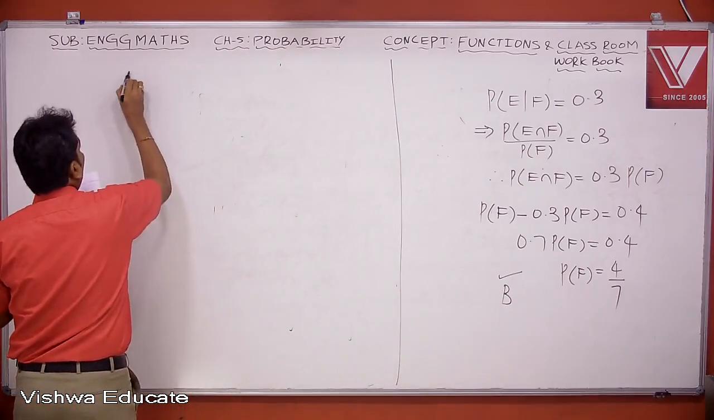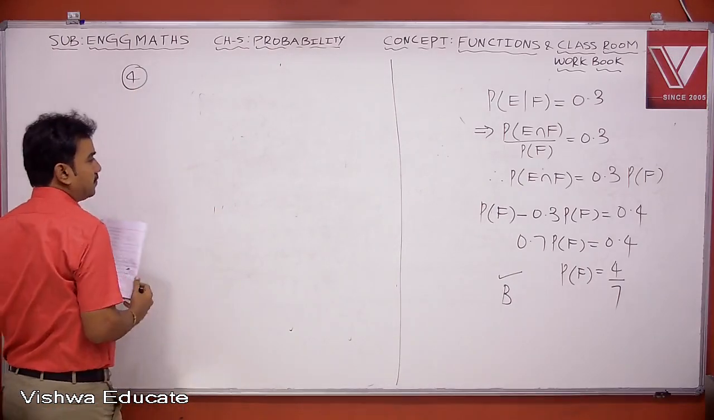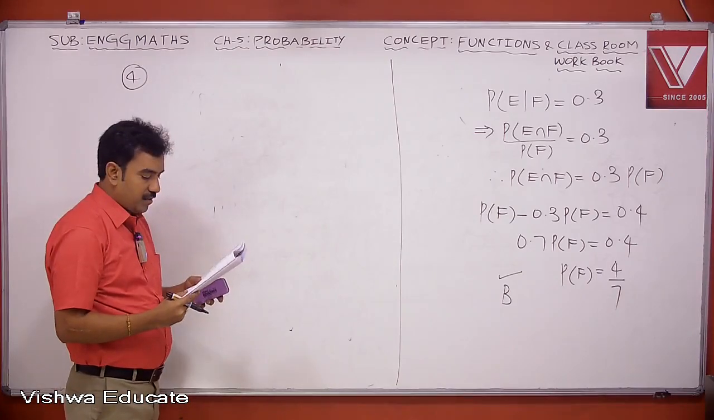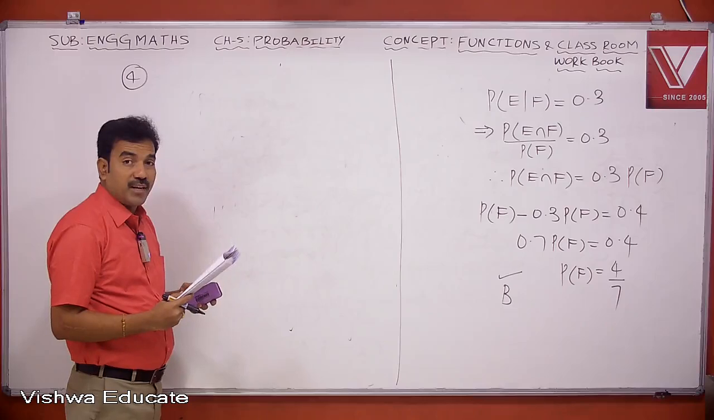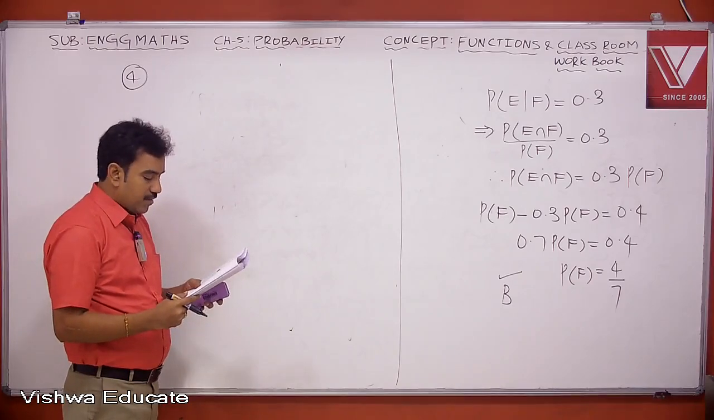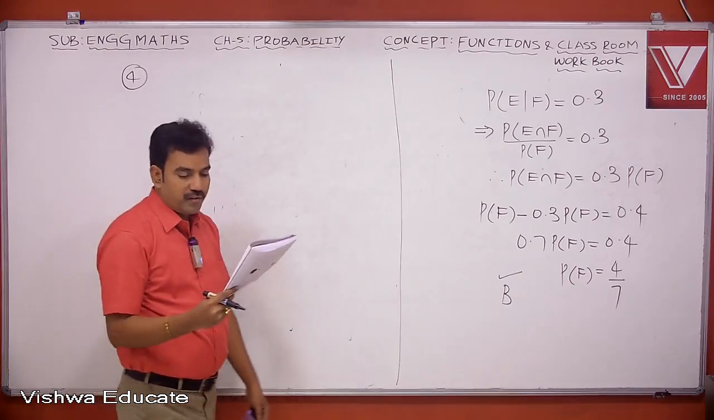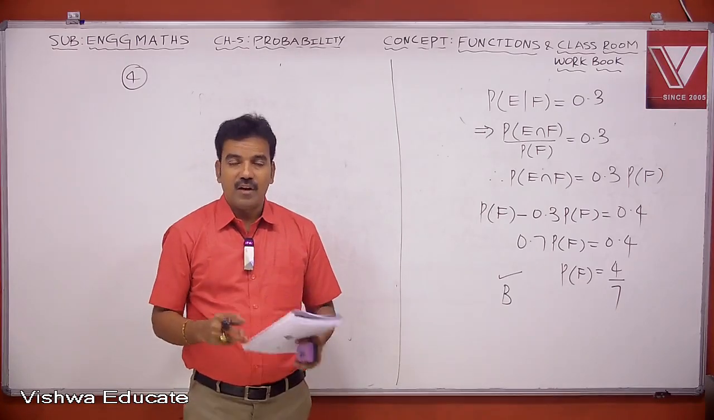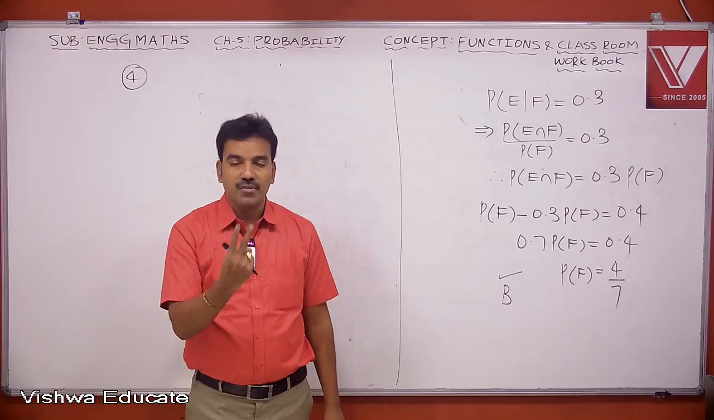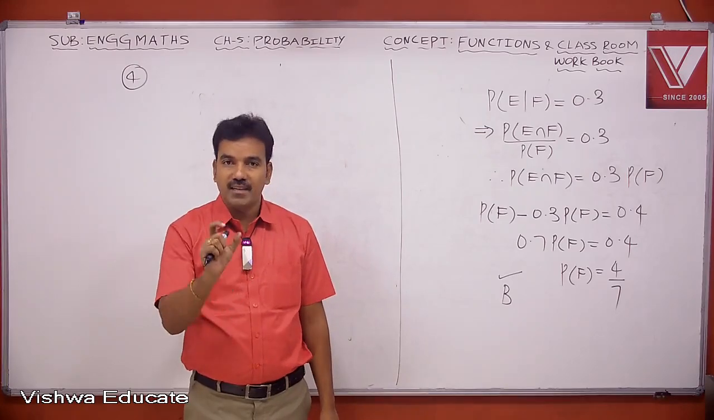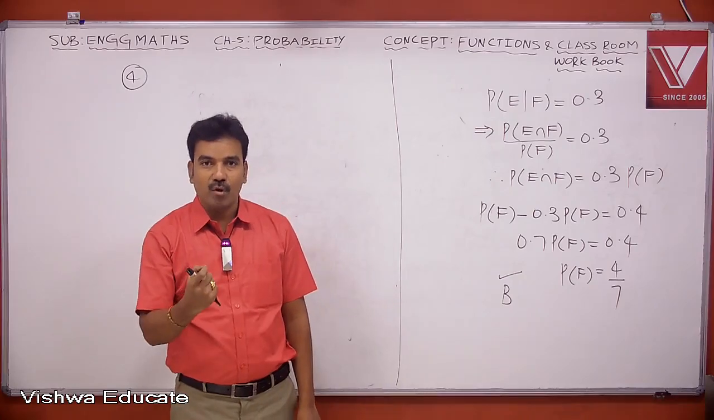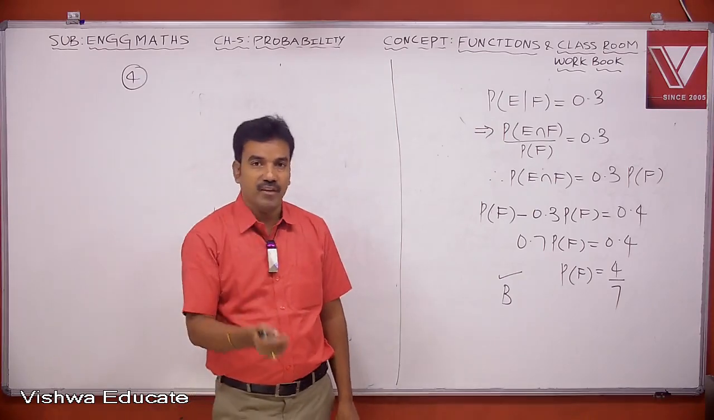Now, let us move to question number 4. Two dice are thrown simultaneously. So how many sample points we get? 6 square, 36. The probability that the product of the numbers appearing on dice is a perfect square. When two dice are thrown, you will get two outcomes. Multiply two numbers, you will get some number. That number must be a perfect square. So what is the required probability to get product as a perfect square?